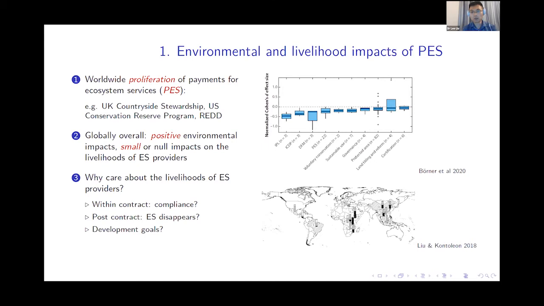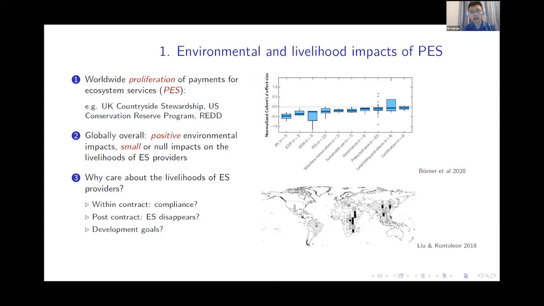However, obviously that's not the case. That's not the case for forest conservation. So payments for ecosystem services, or PES, are intended to address that problem by making payments to forest holders to undertake forest conservation actions.